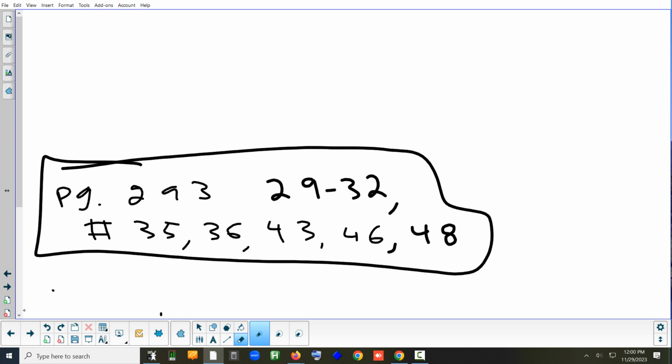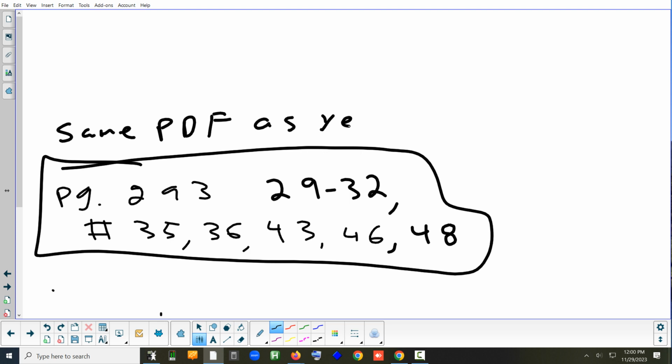It's page 292 and 293. So it's the same section as last night. Let me write that down. It's the same PDF you used yesterday. It's not a new one. Same PDF as yesterday. Okay, so 29 to 32, 35, 36, 43, 46, and 48.